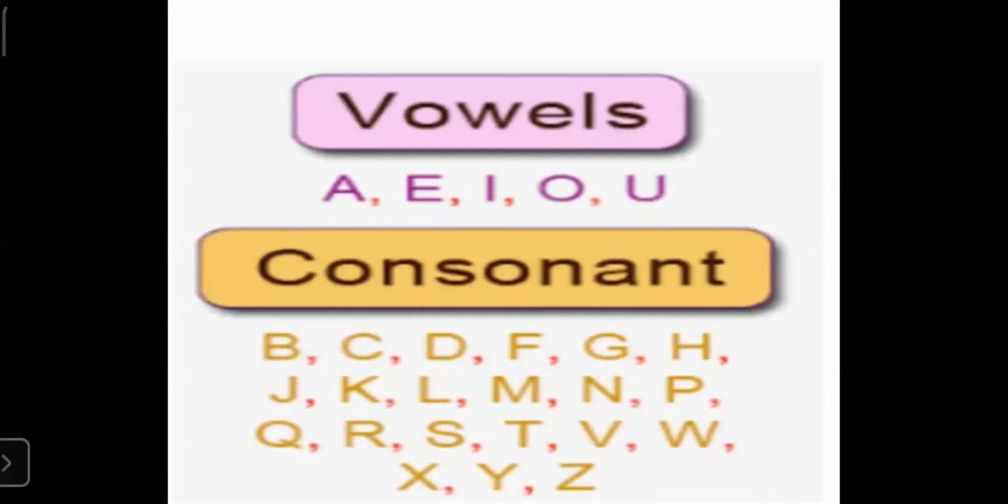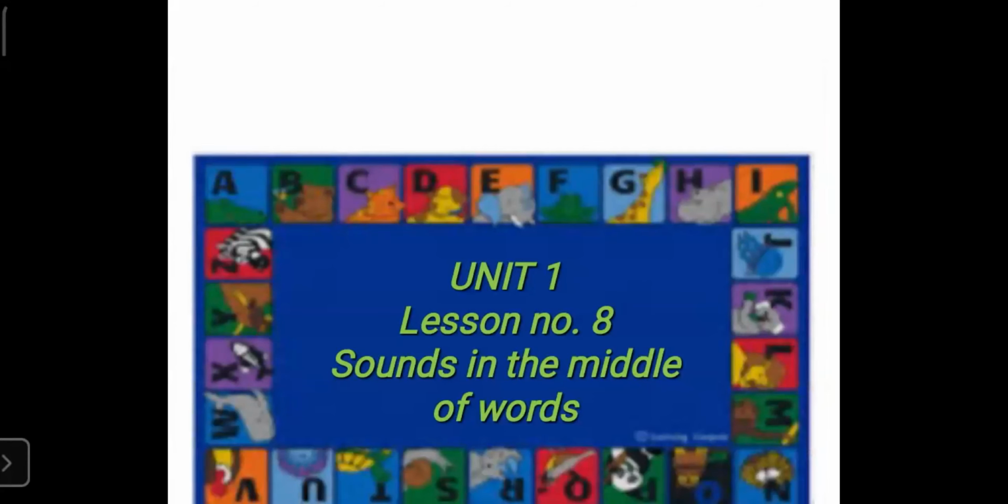Vowels. What is the spelling of vowels? It is V-O-W-E-L-S, vowels. The letters A, E, I, O, and U are called as vowels. Okay, in lesson number 8, we are going to learn how by adding the vowels to the middle of the alphabets, we can make new words. Students, each vowel has a different sound.